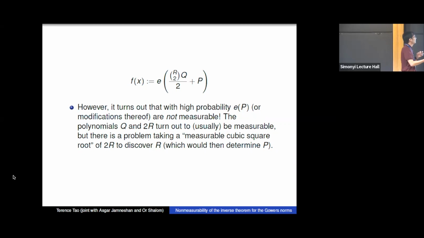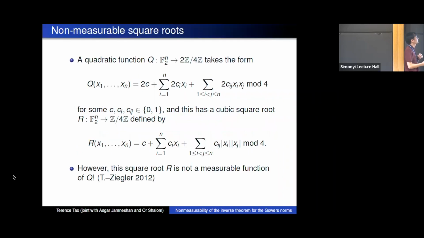But morally, the reason why E of P is non-measurable is because the square root problem turns out to be non-measurable. This was an older observation of Tammy and myself: if you have a quadratic polynomial, you can always take a square root to a cubic polynomial just by computing every single coefficient and taking the square root. But there are polynomially many coefficients. It's not an operation that is measurable in any sense. In fact, you can prove using some algorithmic theory calculations that there's no measurable way to take a square root of a quadratic and get a cubic.